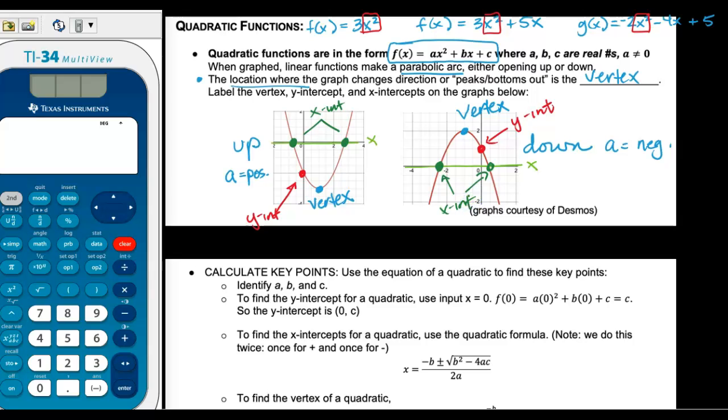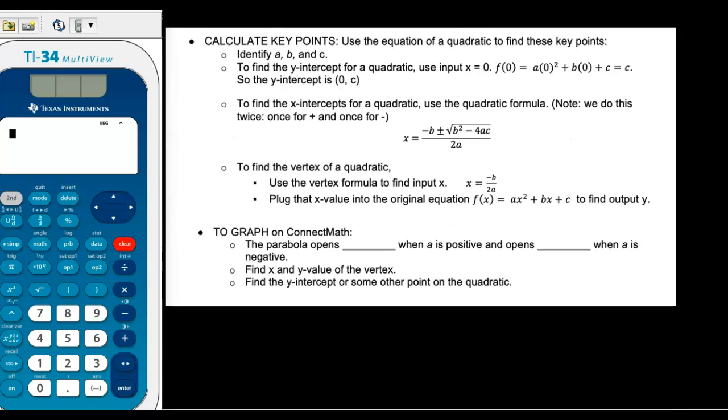Okay, so let's move on and talk about some key points, specifically those intercepts that I just mentioned, and how you might find those algebraically. Just like with linear equations, if you want to find the y-intercept, all you have to do is plug 0 in for x and solve for y. So it's the same thing as what we did with a linear equation. To find the x-intercepts, it's a little bit tougher because it's harder to solve a quadratic equation when we plug 0 in for y.